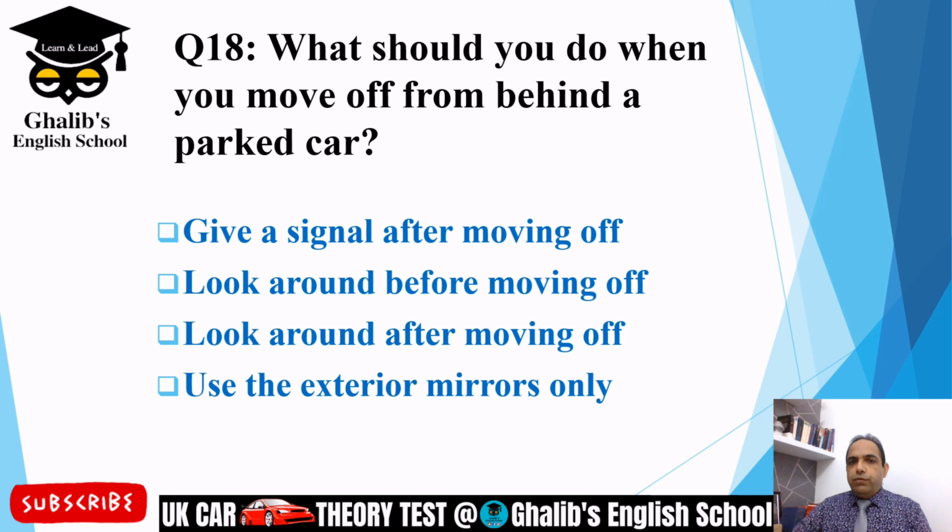Question 18. What should you do when you move off from behind a parked car? Your car is parked in front of your house with other cars, so you move it away from there. How are you going to move off? You will give a signal after moving off, look around before moving off, look around after moving off, or use the exterior mirrors only. So what's the best way to move off from parked cars? You need to do observation. So look around before moving off. That's your correct option. And if required, use your signal.